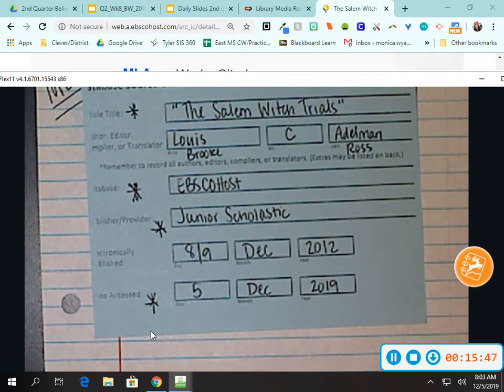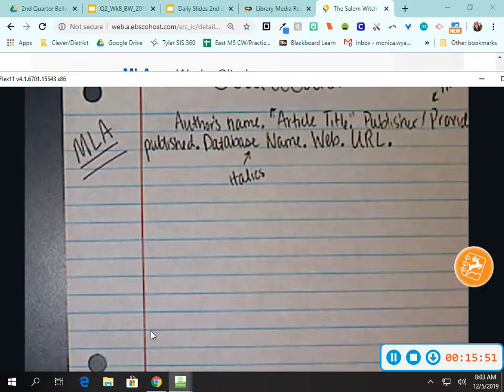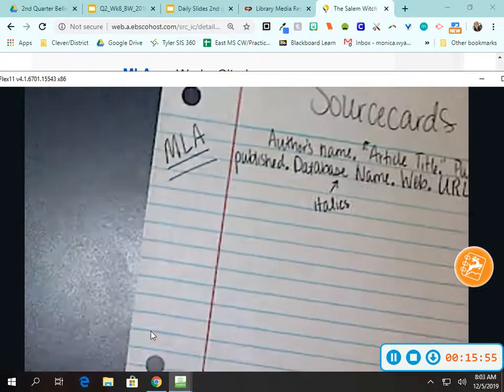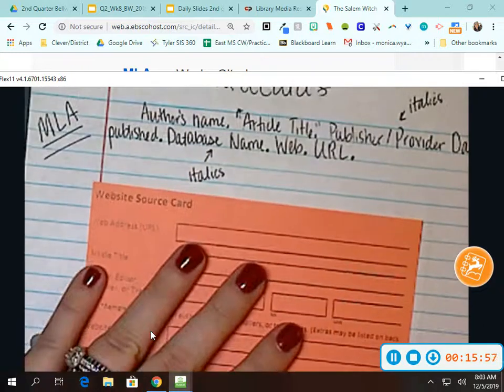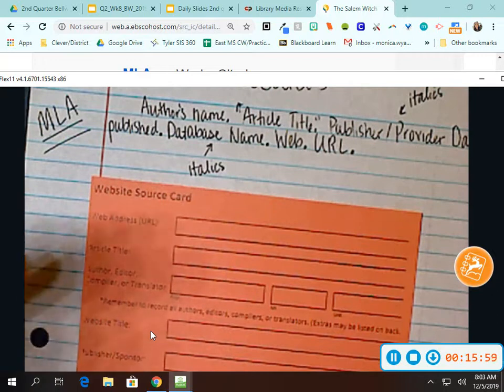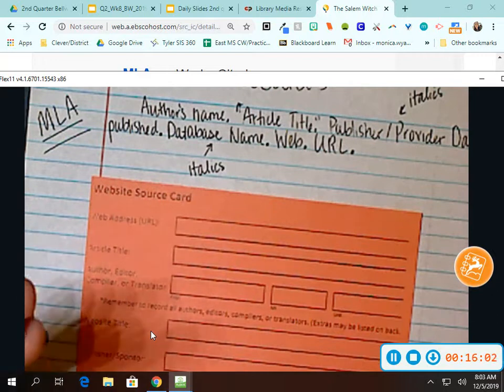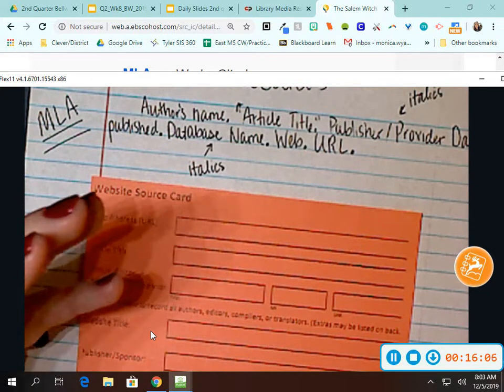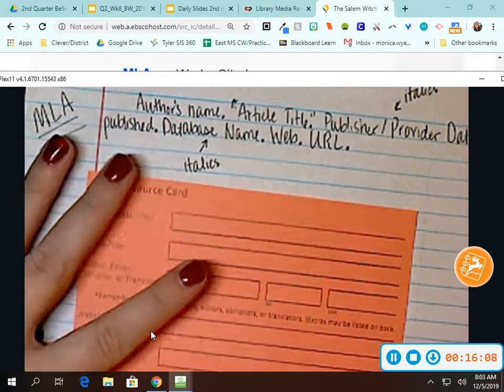All right. Go ahead and put this one to the side and get out your salmon colored one here. Now, I'm going to be honest with you. Websites are a lot trickier because this information isn't required to be on a source. So just keep that in mind.